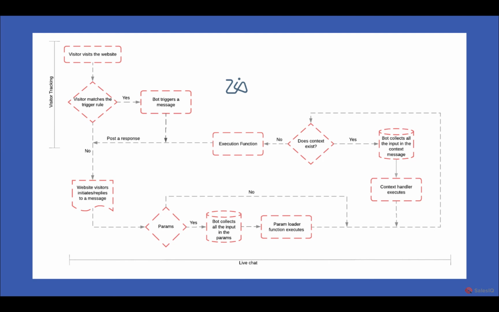And in case the context doesn't exist, then the execution function will come into play. This is an endpoint to the execution of an action. So basically it defines the success or failure of the action that is going on and sends a message at completion. So this response can either be plain text or rich text. So that is how the Zia Skills platform functions.